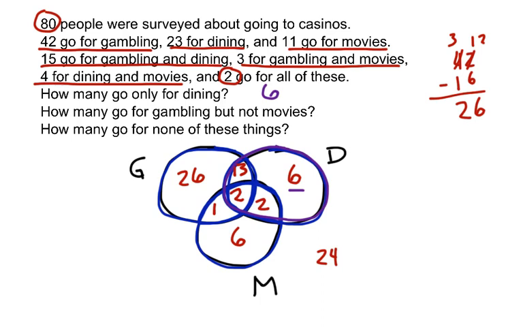How many go for gambling but not movies? So that's the people that are inside the gambling circle but are not in the movies circle. So I don't want to count them and I don't want to count them. So they go for gambling but not movies. So that's these 26 and these 13 put together. So that's 39. And then finally, how many go for none of these things? Well, that's the people that are outside all the circles. And so there are 24 of them.